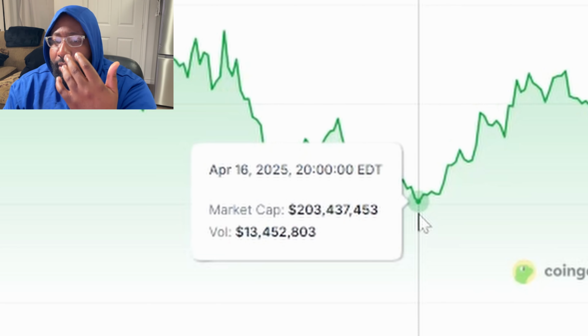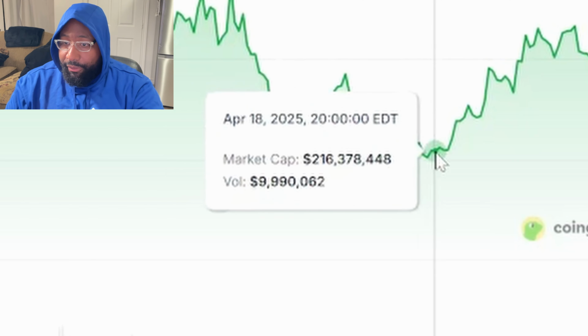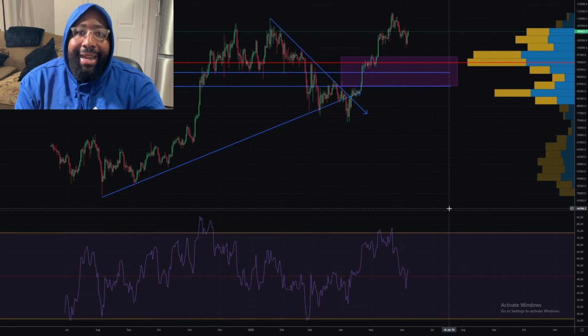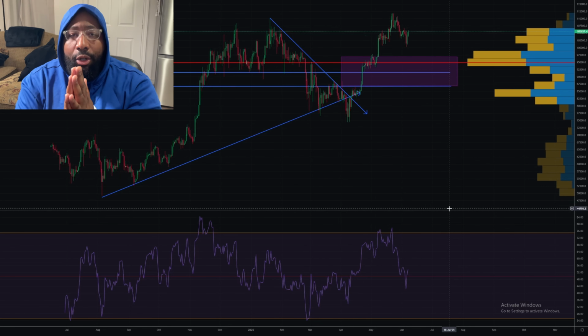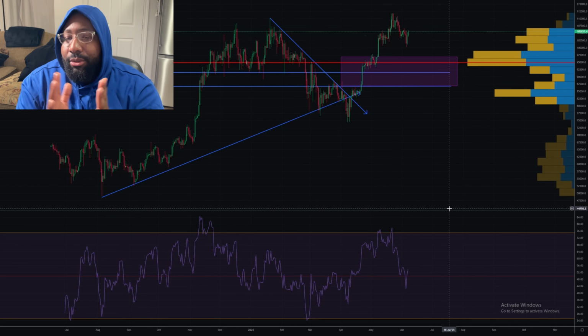I want to show you that on Morpho when it had this dip on April 16th of 2025. What do you think the Bitcoin price was doing around that time? Bitcoin was bleeding. Morpho was also bleeding. So this is why it's important to buy altcoins when you see Bitcoin bleeding, when you see Bitcoin consolidating, because that's when altcoins will bleed.